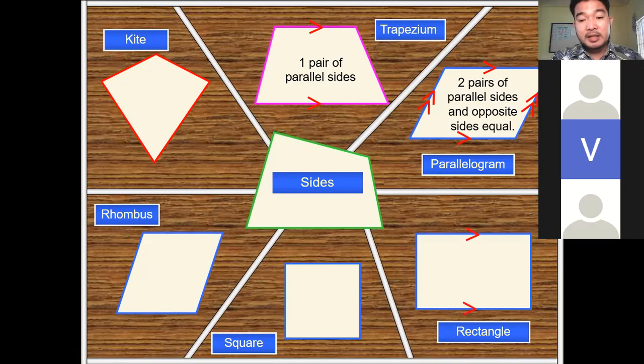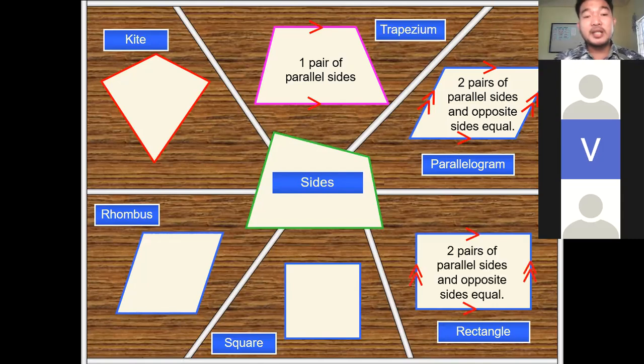Next, a rectangle. A rectangle is a parallelogram. So anong ibig sabihin nun? Yung rectangle, isang uri siya ng parallelogram. Bakit? Because two pairs of parallel sides and opposite sides are also equal. Magkamukha sila ng property pagdating sa side. Yung parallelogram at rectangle, magkamukha siya ng properties. Kaya, yung rectangle ay isang uri ng parallelogram. Okay? So once again, a rectangle is a type of parallelogram.